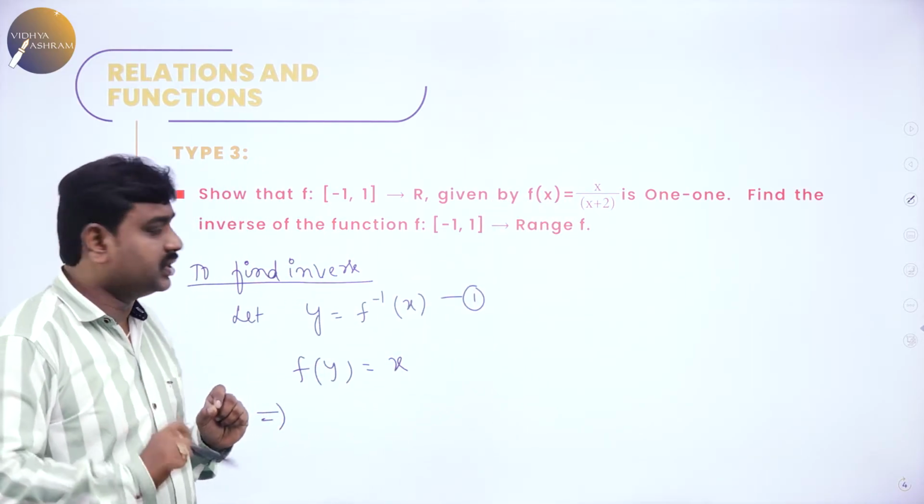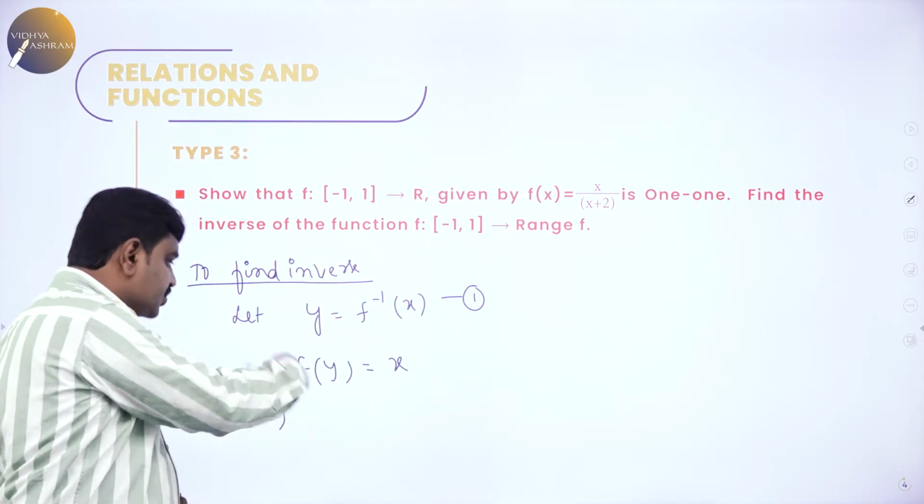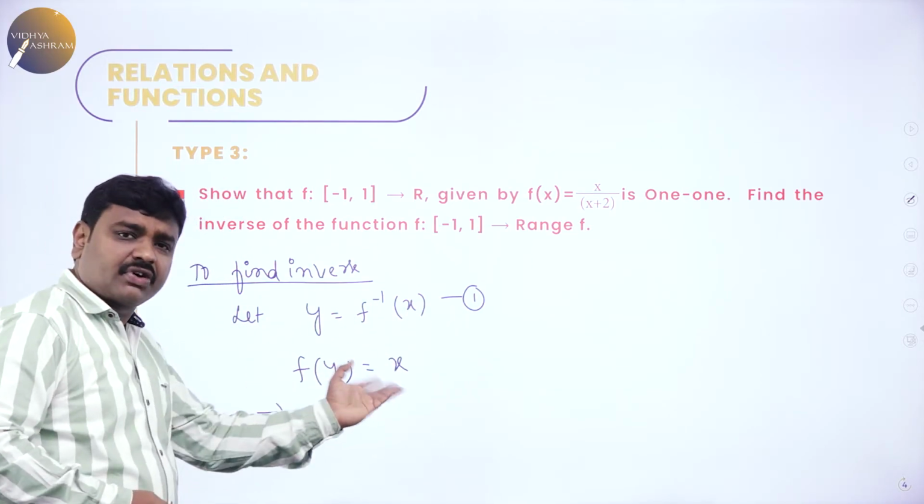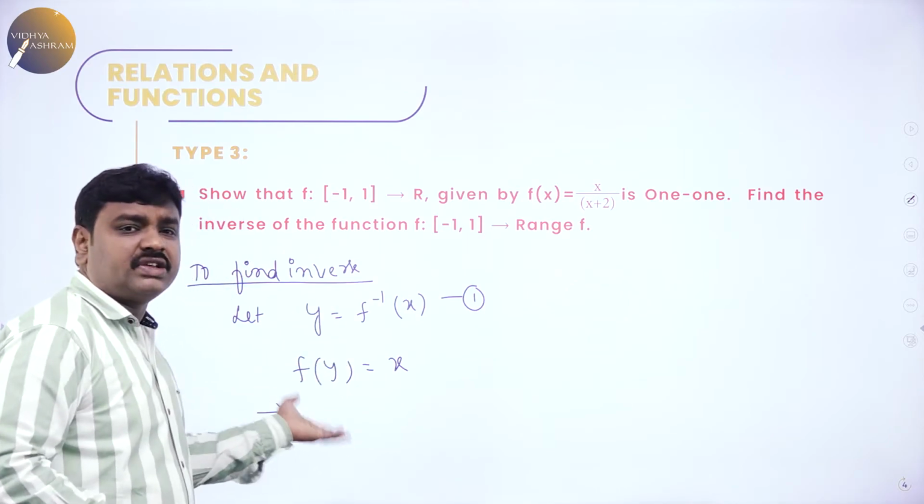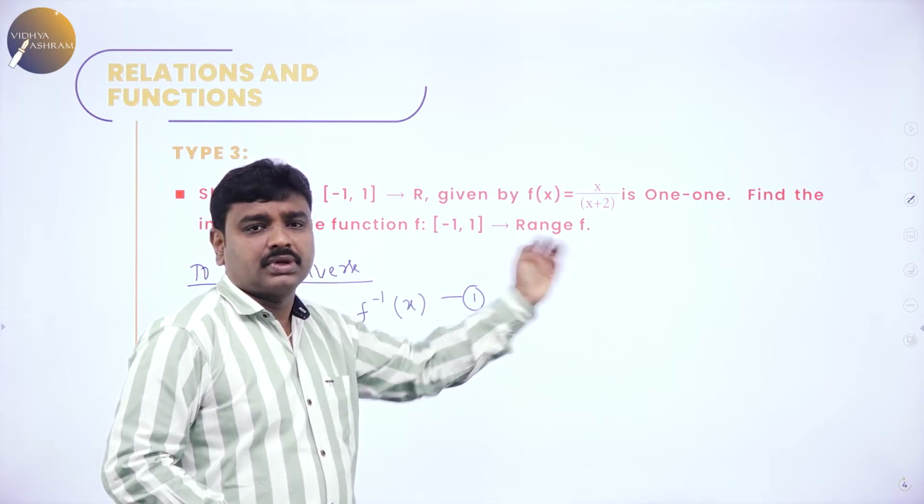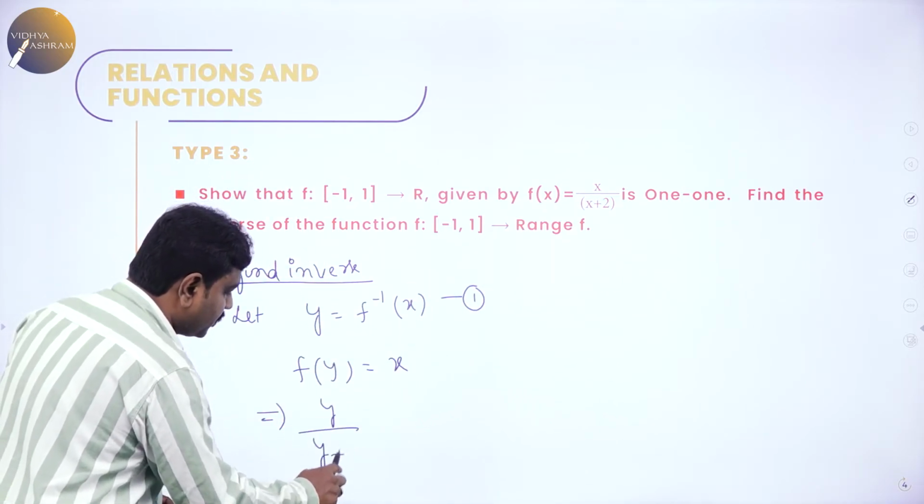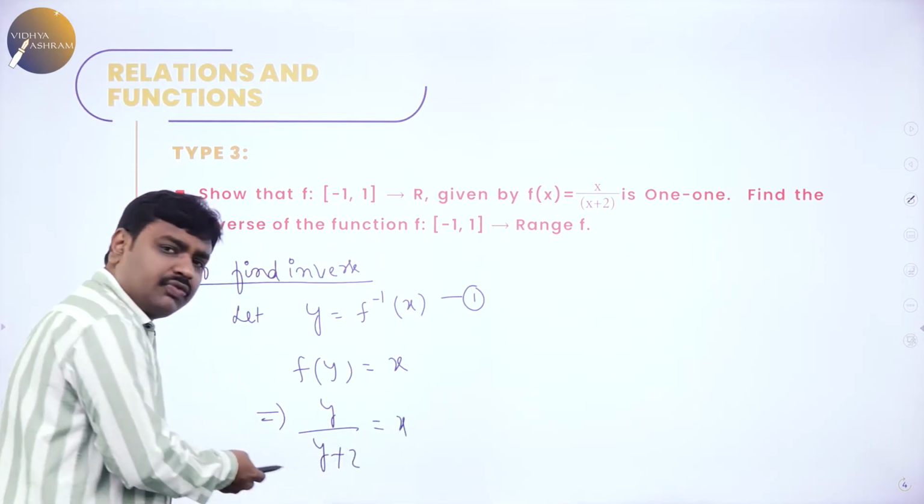What is the first step? Take y is equal to f inverse x, call it equation 1. Bring the inverse to this side, it will become f of y. f of y is x. And how to write the value of f of y? See f of x. What is f of x? x by x plus 2. So what is f of y? y by y plus 2. Simple. Any doubts? Are you able to follow this?